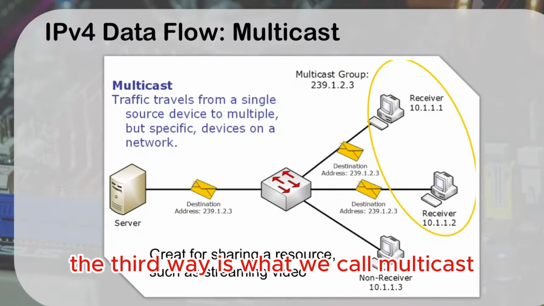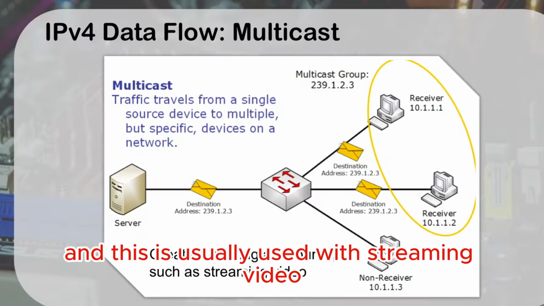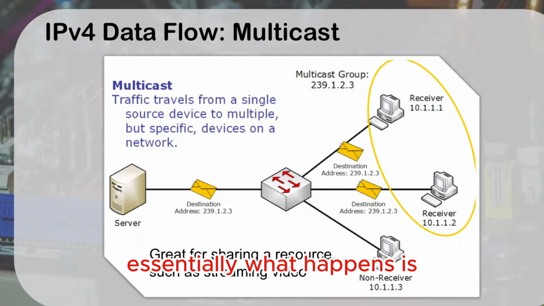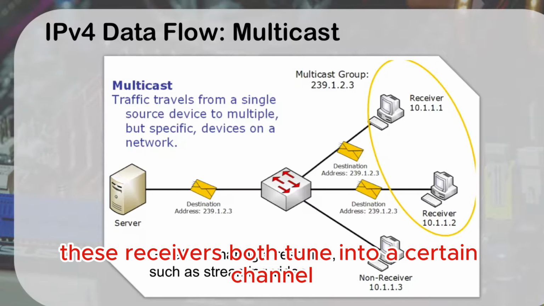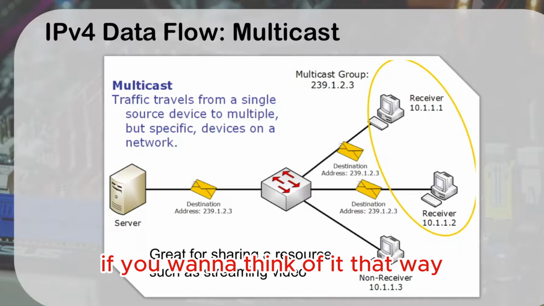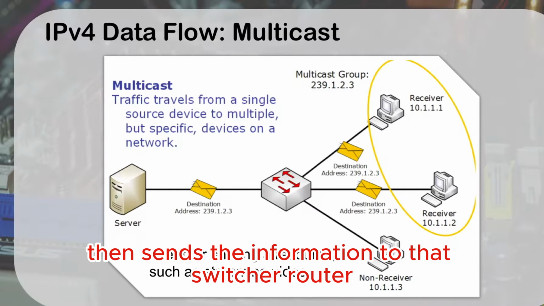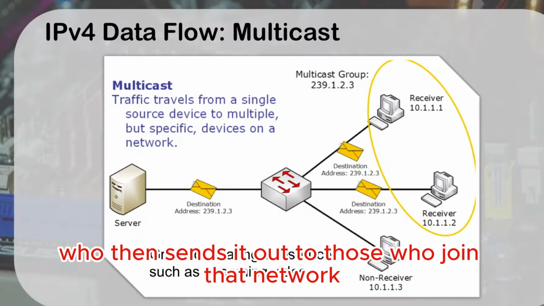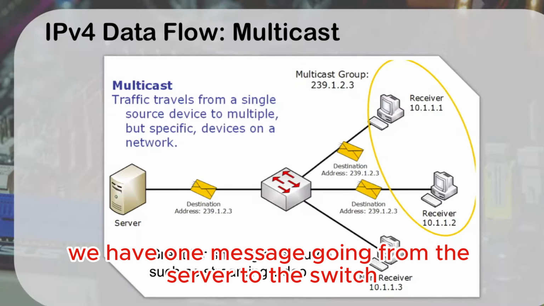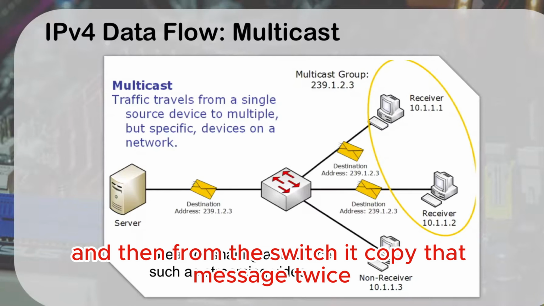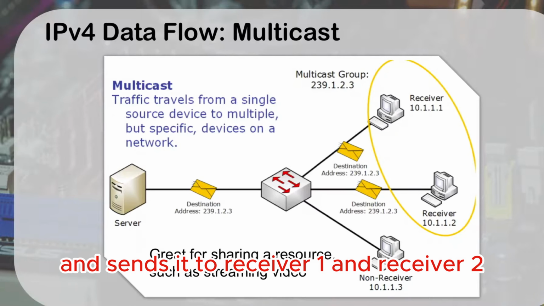The third way is what we call multicast, and this is usually used with streaming video. Essentially what happens is these receivers both tune into a certain channel, if you want to think of it that way, by sending a join message to their switch or router. The server then sends the information to that switch or router, who then sends it out to those who join that network. In this case, we have one message going from the server to the switch, and then from the switch, it copies that message twice and sends it to receiver 1 and receiver 2.